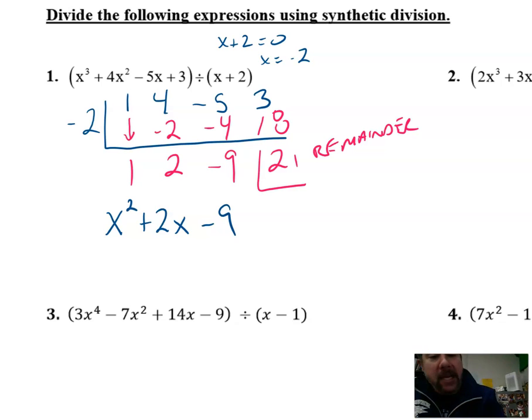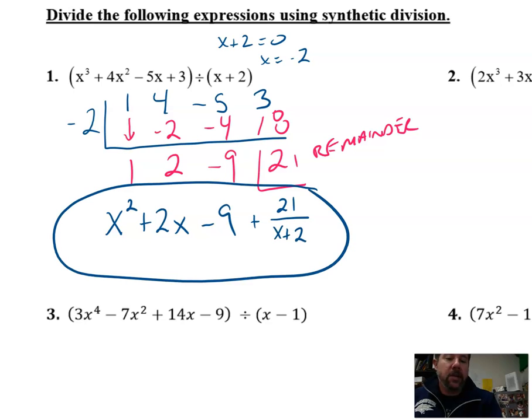And then my remainder now, plus, and just like we did before, the remainder is going to go on top, and then what I divided by. Now what we're really dividing by is x plus 2, so that's going to go on the bottom. So x squared plus 2x minus 9 plus 21 over x plus 2. I could do this same problem with the long division we did yesterday. It's just that work is way nicer and happier to do, so we prefer to do it that way.